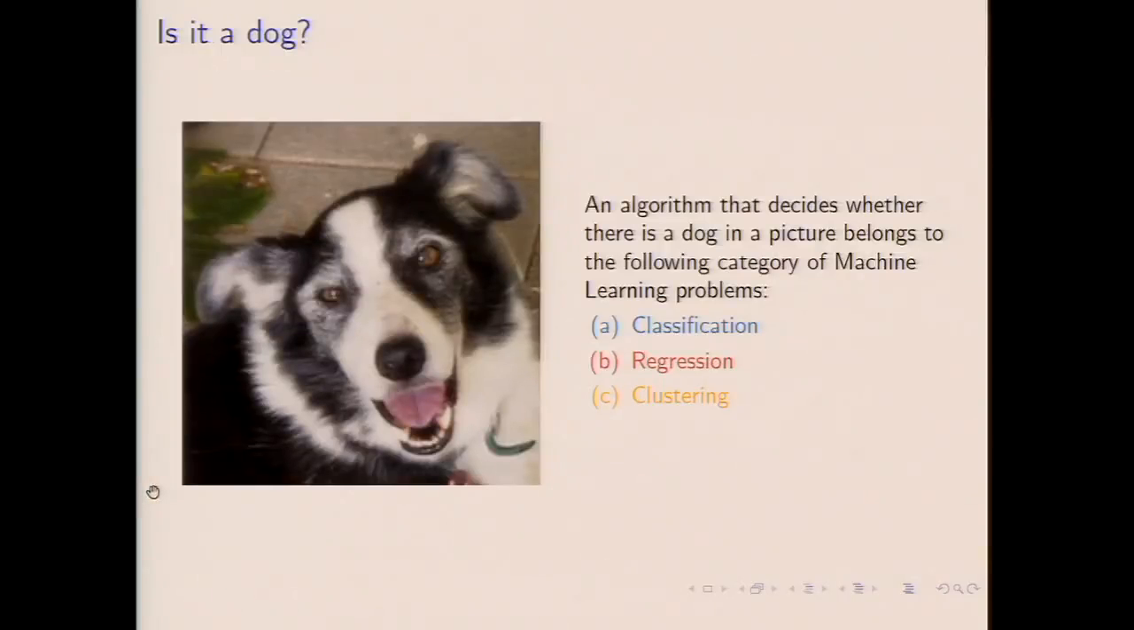What about here? This is simple, right? So I have a picture, and I want to know whether it's a dog or not. So what is this? It's classification, right? Very simple.